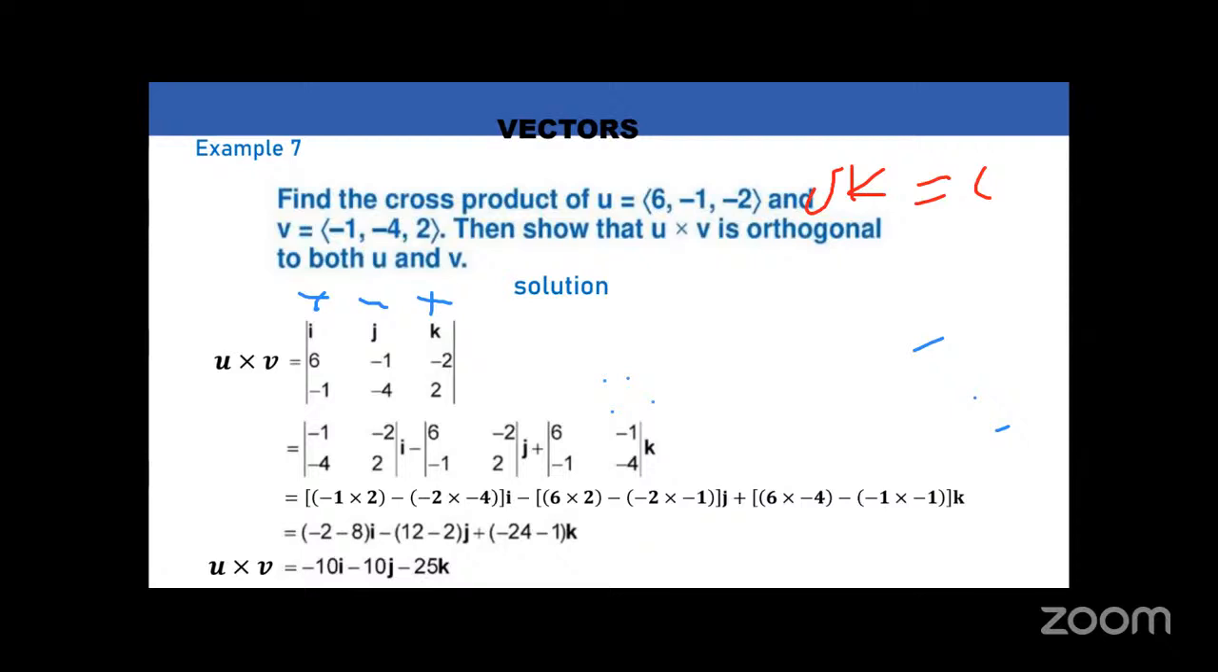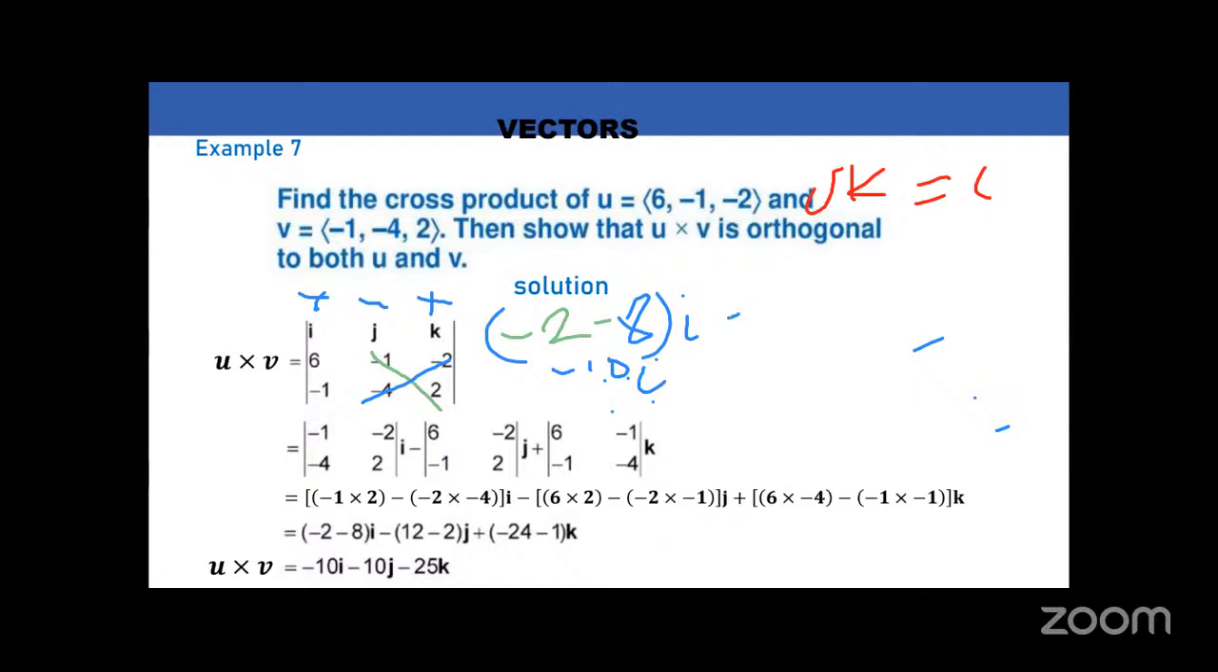So let's go on. If I multiply this, that is minus 1 times 2. Minus 1 times 2 will give me minus 2. Minus, if I multiply this, that is minus 4 times minus 2. That will be plus 8. This is I. So the outcome of this is minus 10I.